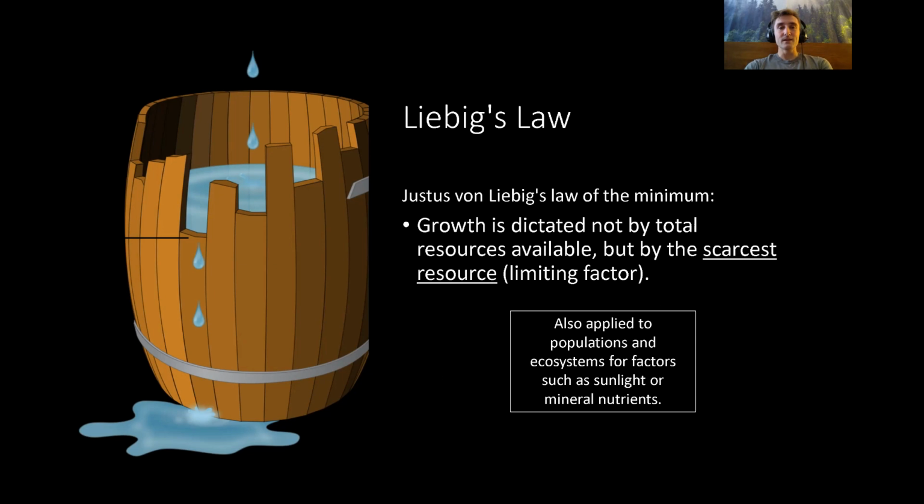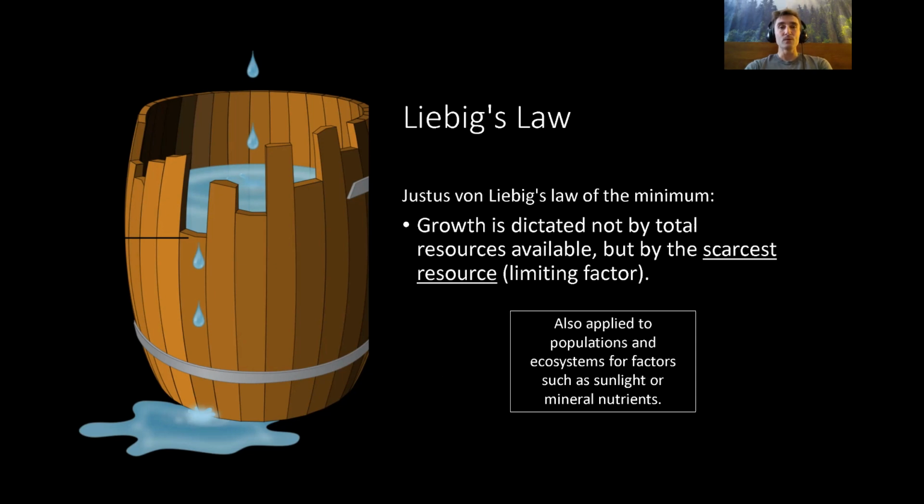Interestingly, this law of the minimum can also be applied to populations and ecosystems for various factors, such as sunlight and mineral nutrients as well. So it's not just about one individual plant. You can talk about an entire forest this way, or a grassland, or even a population of animals.